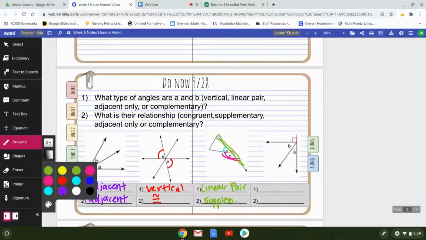And then over here in this picture, our indication is this right angle here, which means that A and B added together equal 90 degrees. So these are called complementary angles. They're adjacent complementary angles. They don't have a special name though.